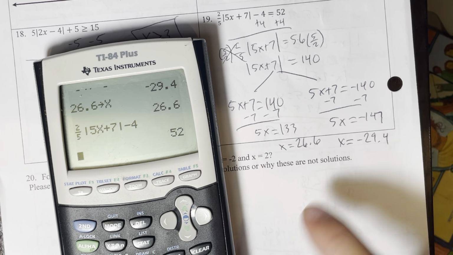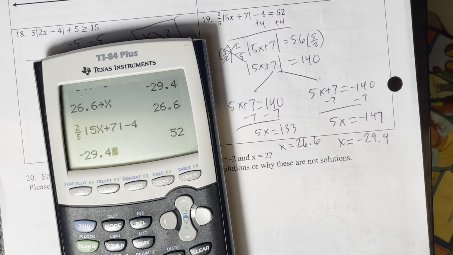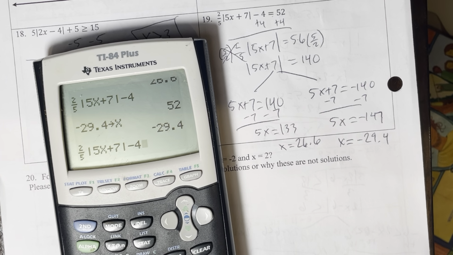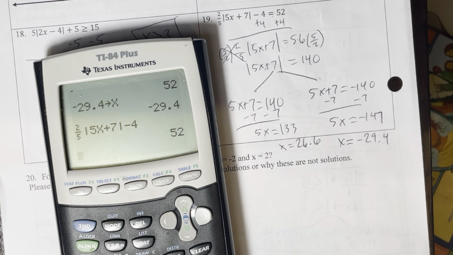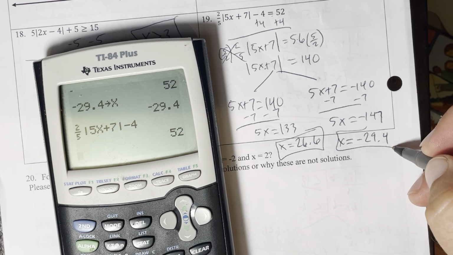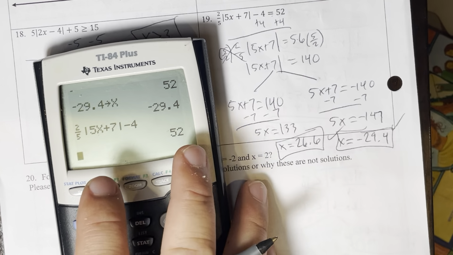Then I can do my other one too. I can put a negative 29.4 stored into the x. And rather than typing everything in, I can just copy and paste it down. Again, it equals 52. That one checks as well. So both answers are correct. I checked them in the calculator as well.